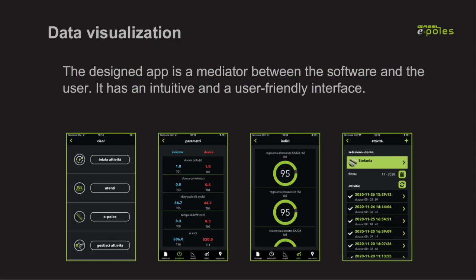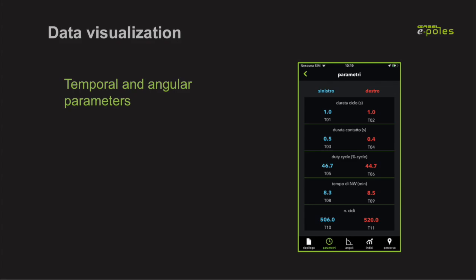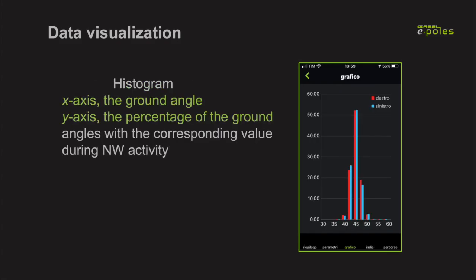The visualization permits us to see temporal angular parameters, histograms, that help to analyze the angles during the Nordic walking session. There are x-axis, the angle of contact, and the y-axis, the percentage of number of angles of contact made during the performed activity.